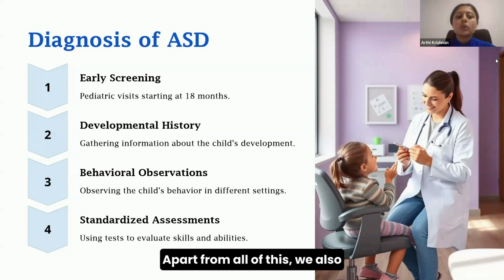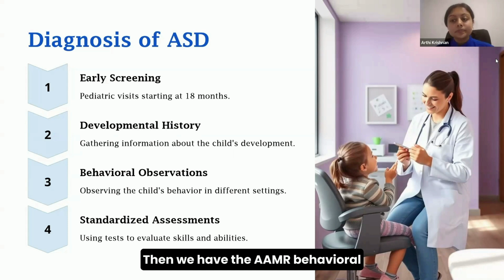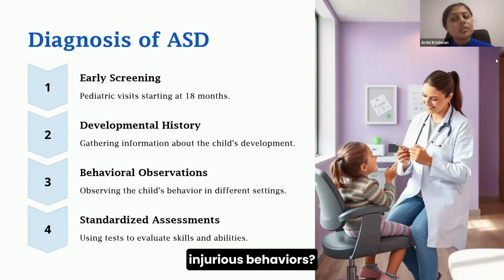Apart from all of this, we also use standardized assessments. I'll give you the example of Buddhi Clinic. In Buddhi Clinic, when a child and caregiver come in, we take a detailed developmental history. The medical officer takes the history. Then we do other assessments in the mind lab, where we use the Vineland Social Maturity Scale to understand their social quotient and their social age. Then we have the AAMR behavioral checklist, where we try to understand their behaviors: repetitive behavior, hyperactivity, disruptive behavior, destructive behavior, any violent behaviors towards others, self injurious behaviors.